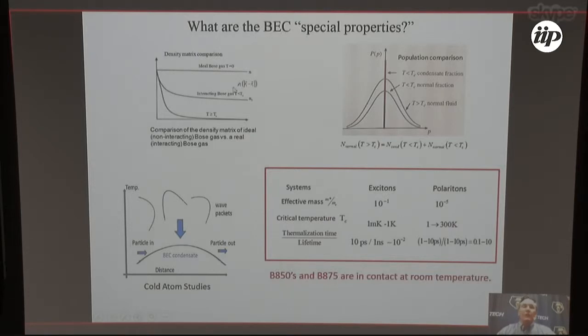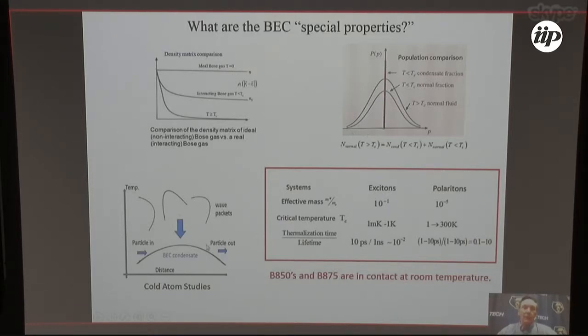Other Bose-Einstein properties: it doesn't take everything to be a Bose-Einstein. You can take a property, like a density matrix in something like helium, which is a fairly low interacting material. So if you go over, we got a population. Here's the way it normally is: T greater than TC, T less than TC. When you have condensate fraction, your momentum is basically a delta function.